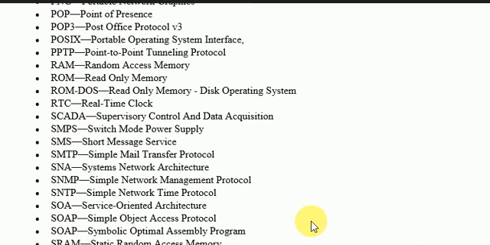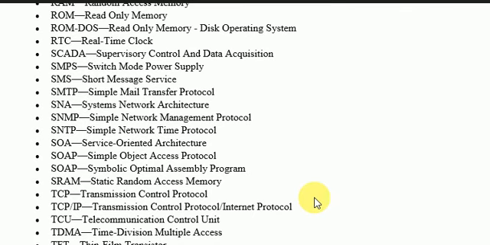Again SOAP, symbolic optimal assembly program. Then SRAM. SRAM is a static RAM. RAM is basically divided into two types, DRAM and SRAM. DRAM stands for dynamic random access memory and SRAM for static random access memory. Then TCP, transmission control protocol. TCP/IP, transmission control protocol and internet protocol. IP stands for internet protocol.